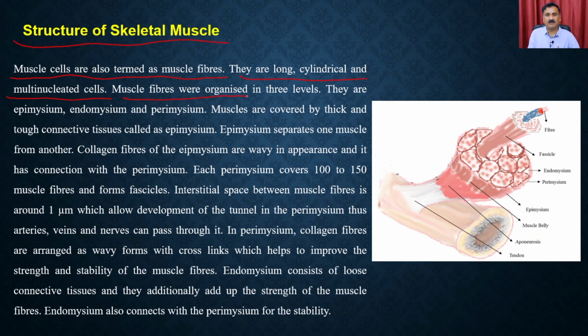The muscle fibers are organized in three levels: epimysium, endomysium and perimysium. So they have three different levels of organization. You can have the endomysium, the perimysium, and also the epimysium. Muscles are covered by a thick and tough connective tissue, which is called the epimysium. What you see here is the outer thick covering, that is called the epimysium.